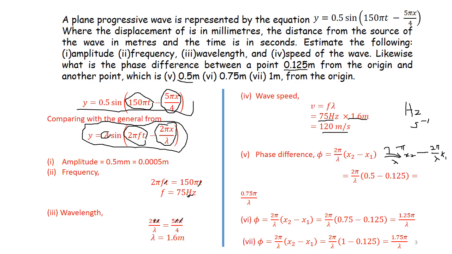Once you check it, you go, for the second case, 0.75 minus 0.125. Estimate. So the phase difference is 1.25 pi over lambda, where you can now substitute the value of your lambda, which is 1.6 meters, to obtain your value in terms of pi.